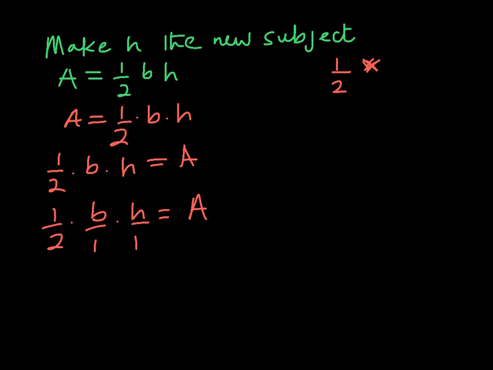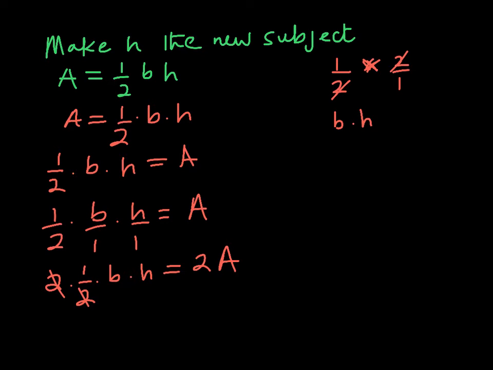Okay, reciprocal of half is what? 2 over 1. So 2 over 1 will cancel out and leave you with, so whatever you do to one side of the equation, you also do to the other side. So this is going to be 2 multiplied by half multiplied by base multiplied by height is equal to 2a. Okay, that's the first step. So these two cancel out, so we only have base and height. So the next step is that we have base times height.